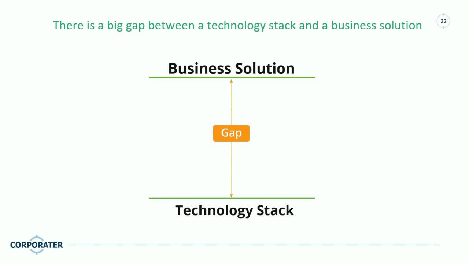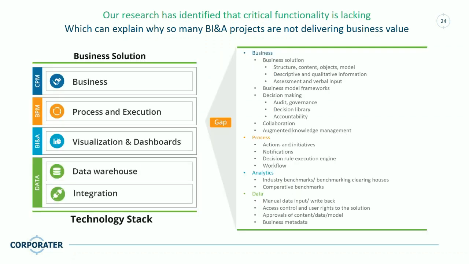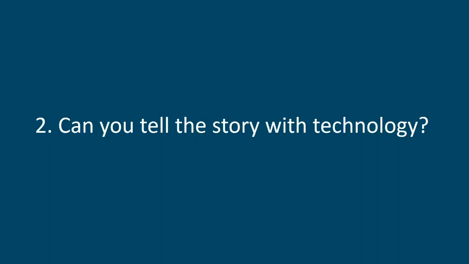Typically what people buy is integration tools, a data warehouse, and visualization, but all these components come with a lot of gaps. Even these 3 components don't take you to a business solution. We've just identified a lot of things that are lacking. I won't spend much time here, but there are a lot of things lacking in these bi-directional, two-way, strategic business dashboards. So first, I would like to ask: can you tell the story with technology?